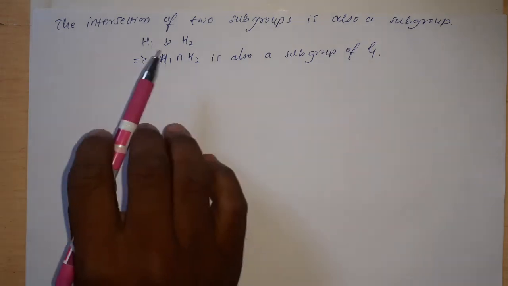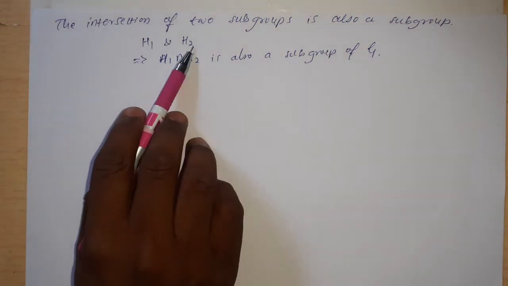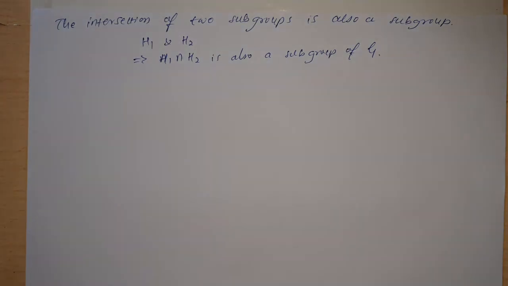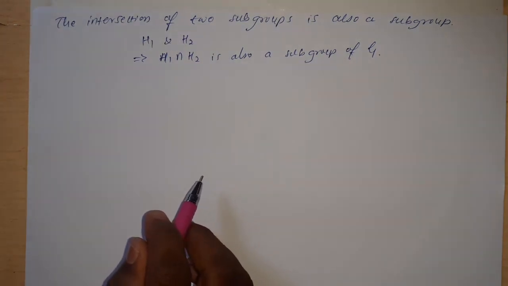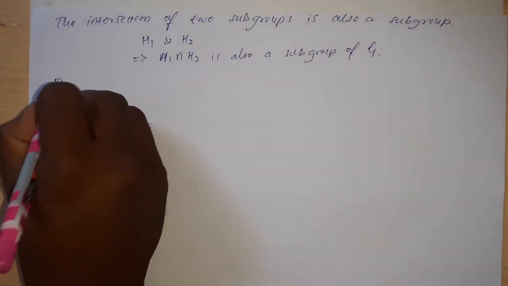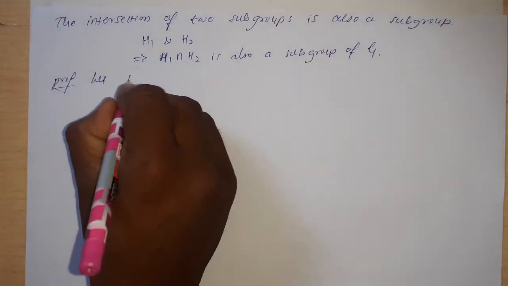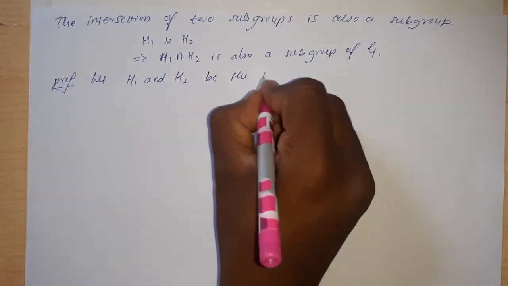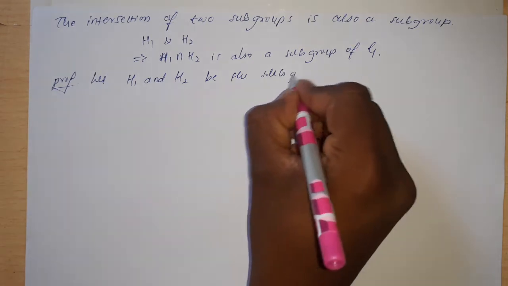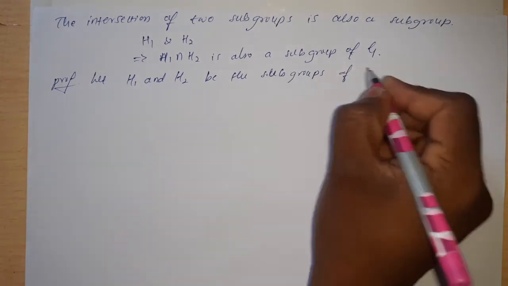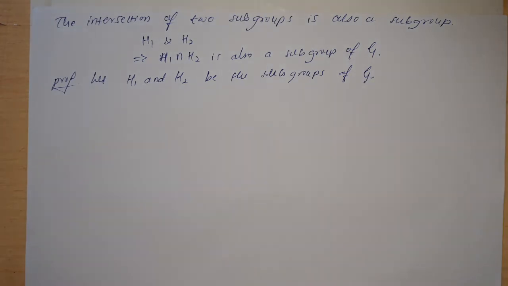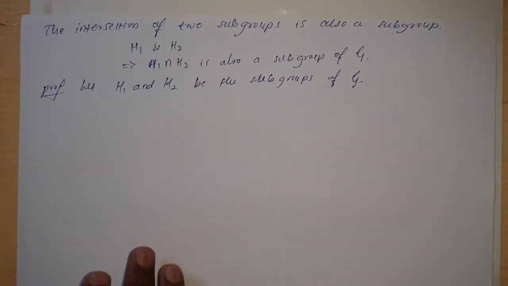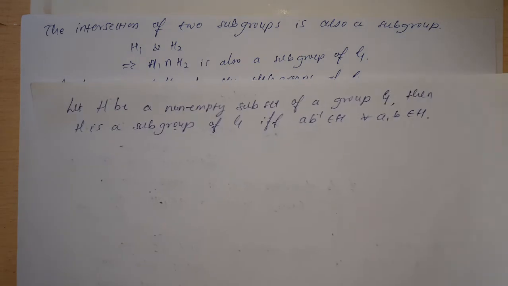Therefore, here they have already given that H1 and H2 are two subgroups of G. Let us prove this one. Let H1 and H2 be subgroups of G. If H1 and H2 are subgroups of G, then we have proved one theorem, that is here.